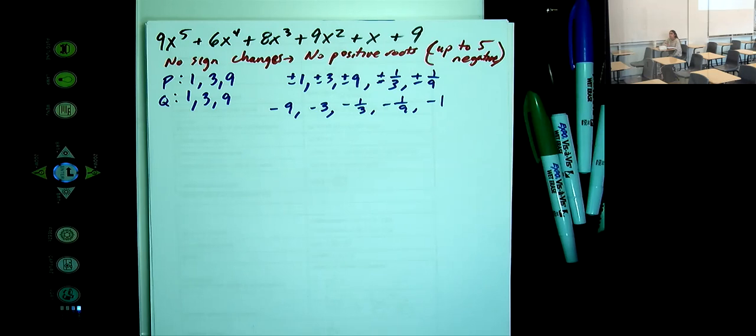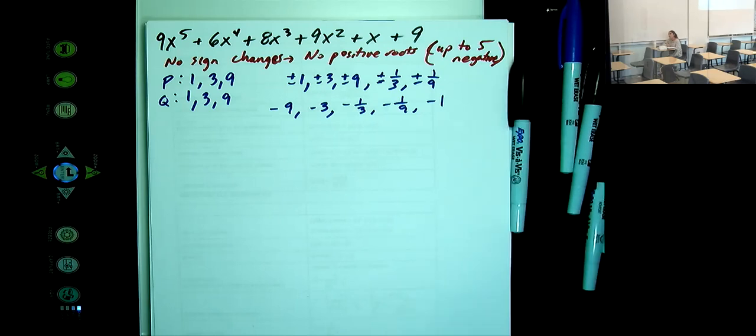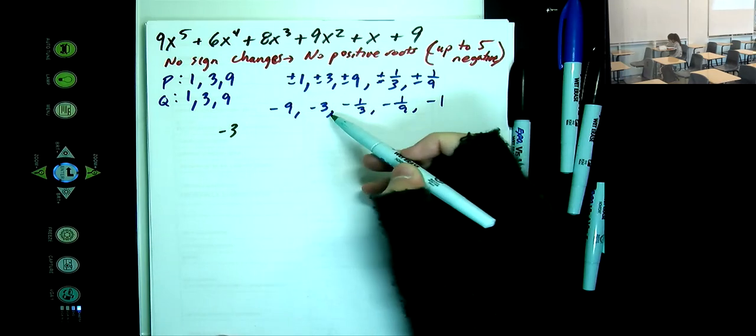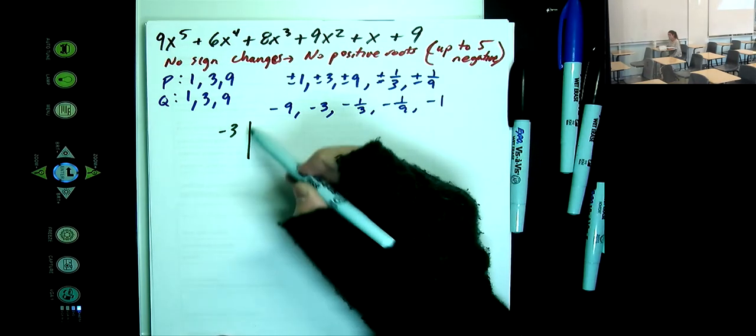I don't recommend starting with fractions first. Try to whittle that down as much as you can. What number do you guys want to try? -3 sounds like a good choice. Let's do -3. I like -3 because if we have that alternating sign thing, we can cross off the -9.